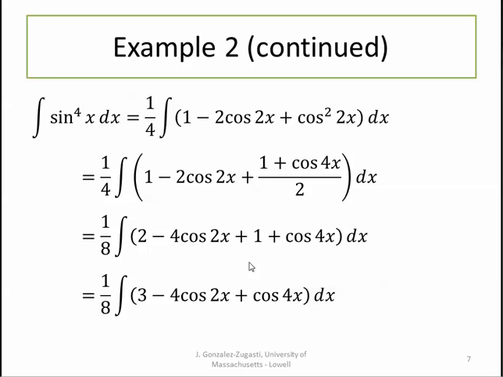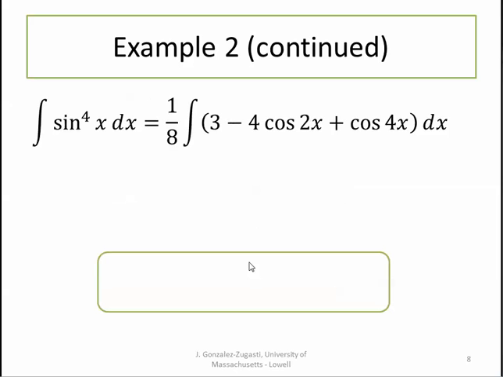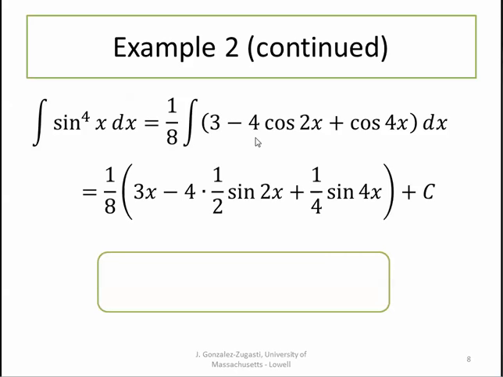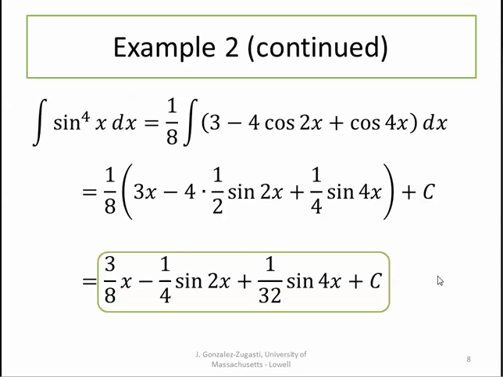We simplify what's inside our integrand. And when we bring it over, we go ahead and integrate. We simplify our answer to get that the integral of sine to the fourth x is equal to 3/8 x minus 1/4 sine of 2x plus 1/32 sine of 4x plus c.